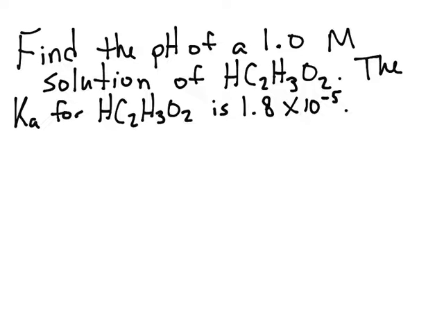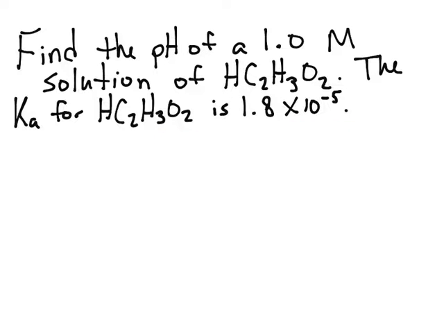Okay, so in this problem, we're asked to find the pH of a 1.0 molar solution of HC2H3O2, and we're given the Ka value for this acid. So right off the bat, I'm going to notice a couple things. This is a weak acid. We can tell because it's simply not one of our 6 strongs, and also it has a Ka value. Strong acids don't have Ka values because they would be infinity. They proceed all the way to the right, so they don't have Ka values.